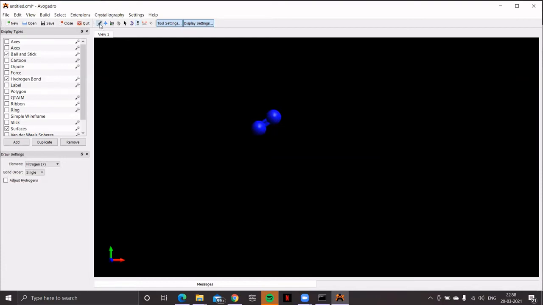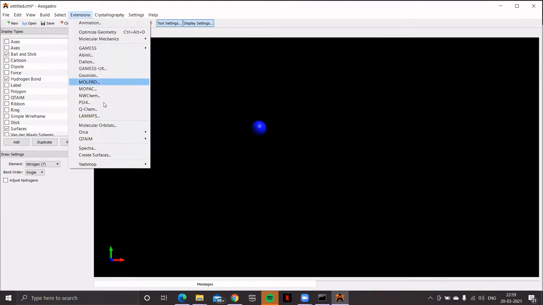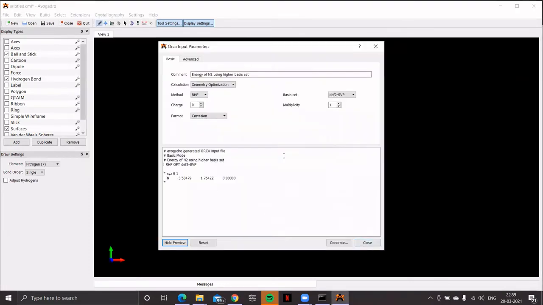So go to draw tool. Delete one of the nitrogen. So now we have a single nitrogen. Then go to the extension, ORCA, generate ORCA input. Then let's replace this setting. Now we write the comment, energy of single nitrogen using higher basis set.